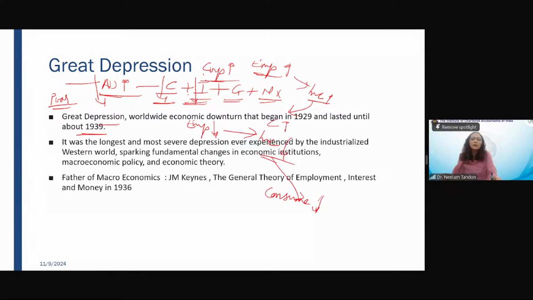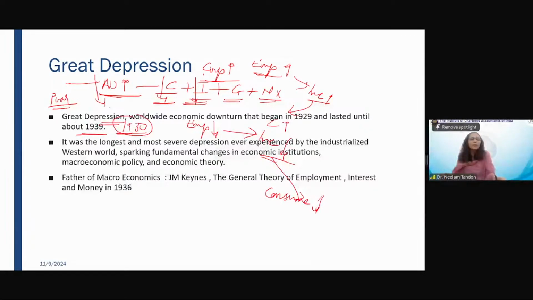Government expenses were more than government revenue. So government was incurring more expenses, and exports of the country decreased. So overall demand in the country decreased, and that is why unemployment increased, output decreased, and income decreased. This happened in the 1930s in the US economy, which is known as the Great Depression.